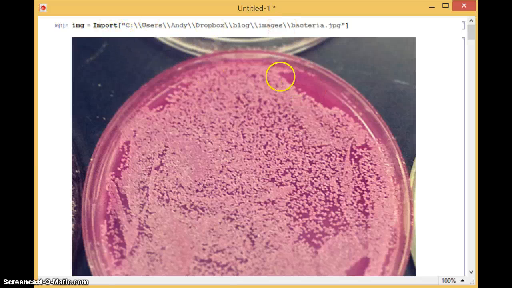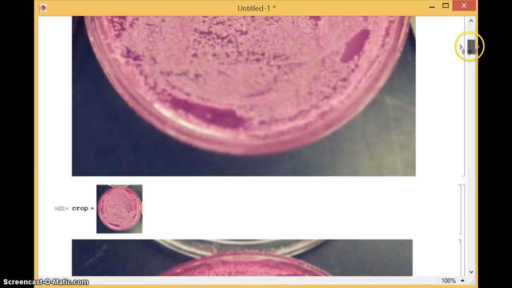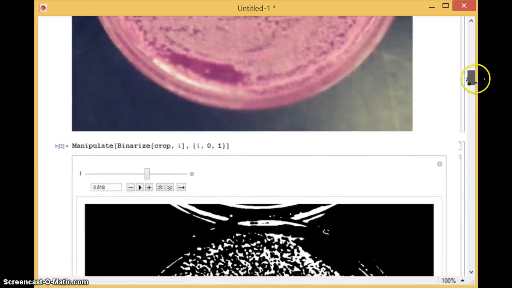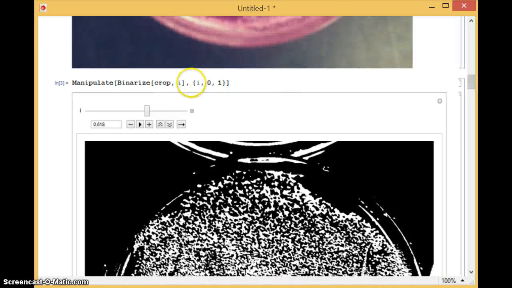First thing that I did was I imported your picture, and then I just cropped out the pink stuff because I think that's the one I was supposed to pay attention to. Then I did something called binarize, which basically just turns everything into black and white. And I said, well, that seems to be finding mostly the colonies.